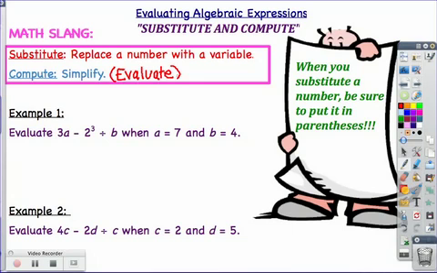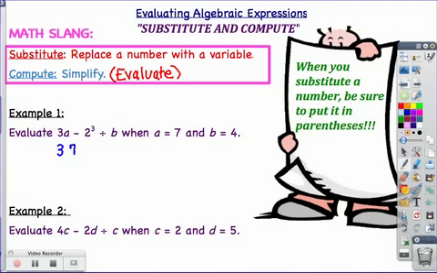When substituting a number, I need to put it in parentheses. For example, here when I try to put in 7 for a, it would look like 37. But really, 3a means 3 times a, so I'm going to put parentheses around the 7, minus 2 cubed divided by b, which is 4.